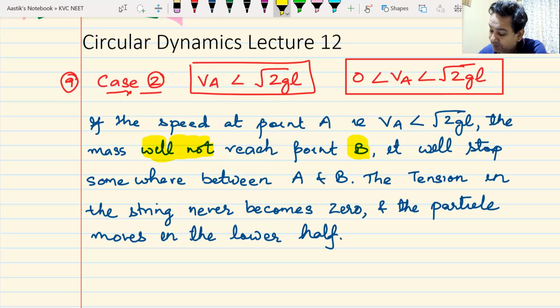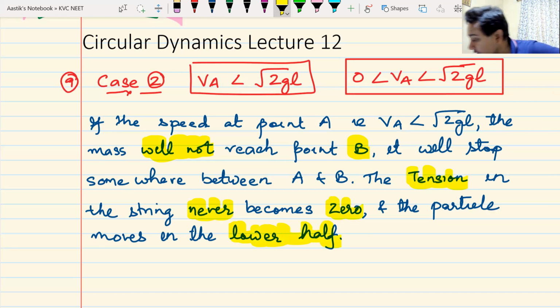The particle will remain in the lower half. Tension never becomes zero, because tension can never be zero in the lower half. I hope everyone is noting this down. Yes, note it down.